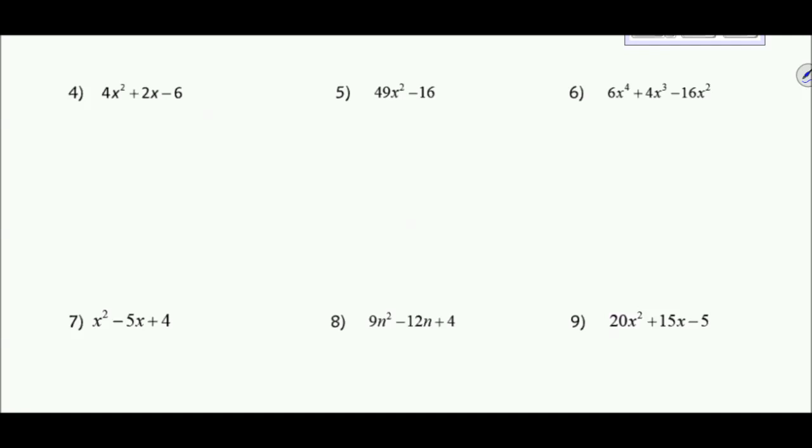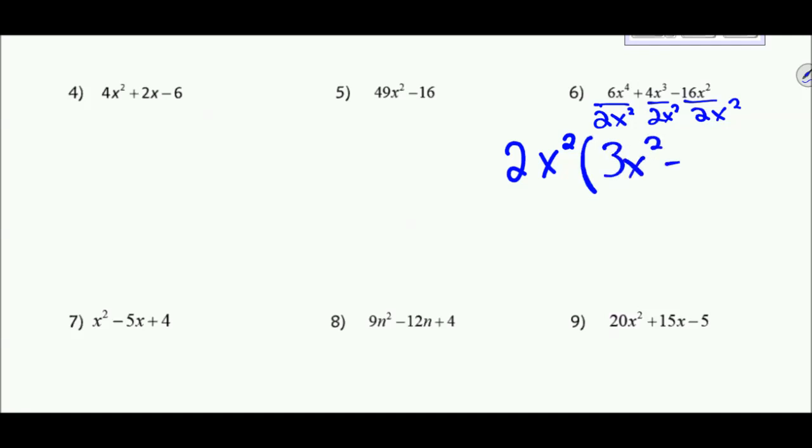What do you notice about all 3 of those terms? Yep. Greatest common factor is 2. A little bit more than that. Yeah, x squared. 2x squared can come out of each of those. So I'm going to factor out 2x squared from all 3 of those. That comes to the outside of the parentheses. This turns into 3x squared. This turns into just 2x, and this turns into just negative 8.